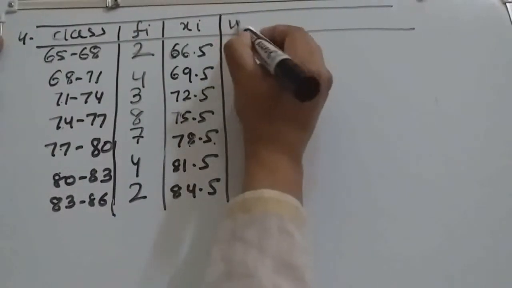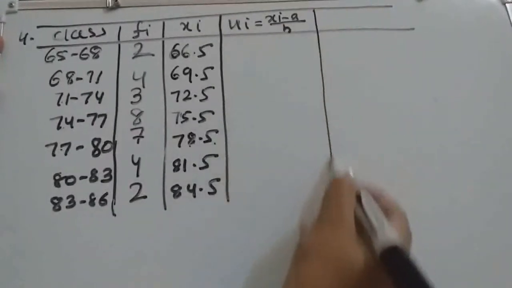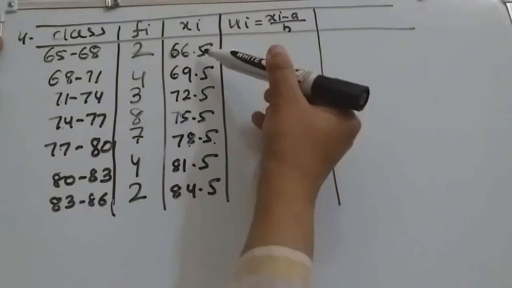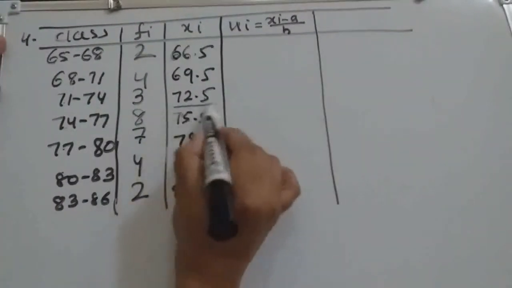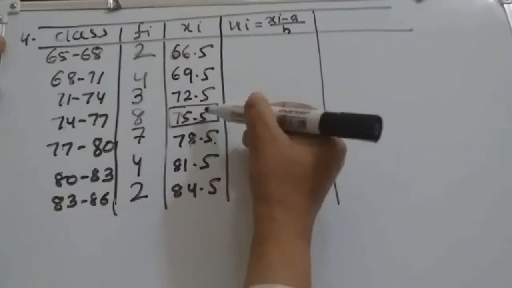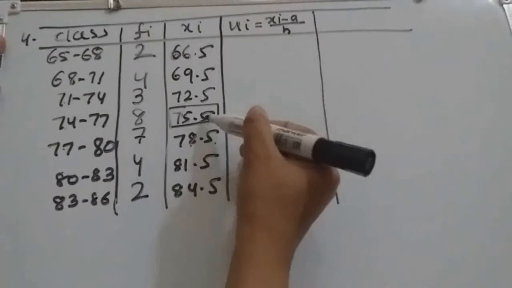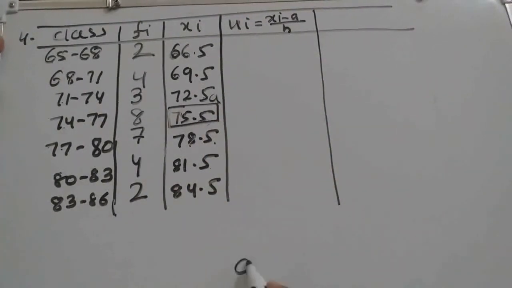So for that we should find ui. Ui is Xi minus a by h. For that, a you should suppose here. So now count the number of observations. It is 7. So the fourth value, because above this value 3 observations are there, below this 3 observations are there. So this you can select as a value. So a value is 75.5, that is the assumed mean.